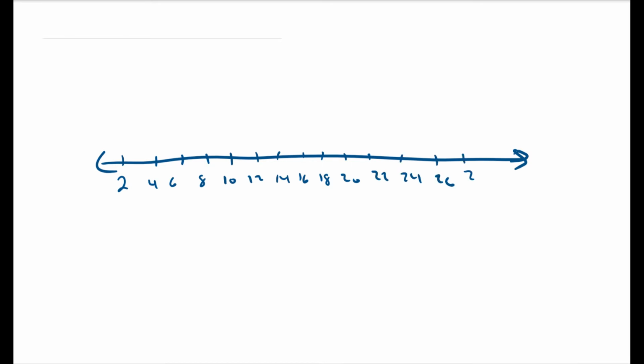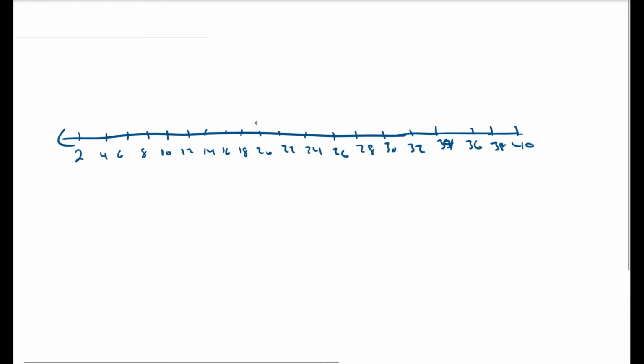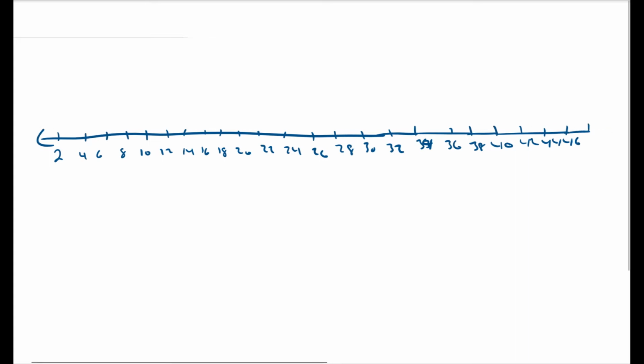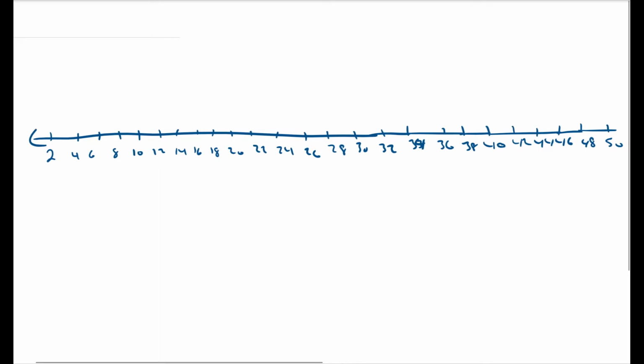You can go by whatever scale you choose. In this case, I just wanted to go by twos, but whichever one you choose, you can go by threes, you can go by fives. Okay, so there's my number line, and all I'm going to do is stack dots for every instance of that number.